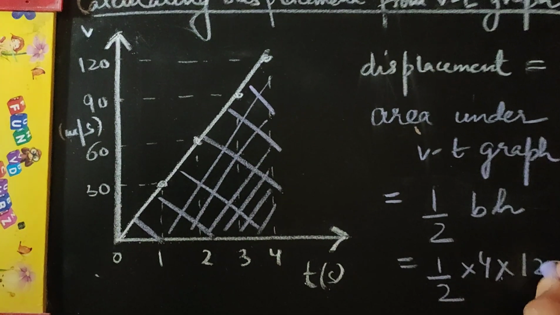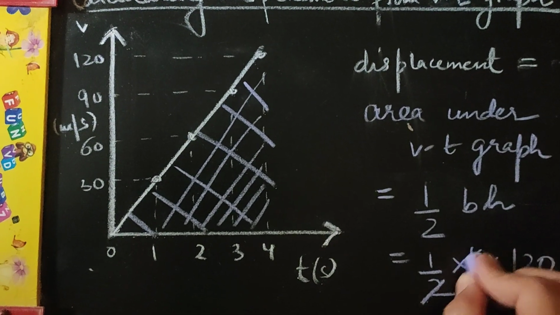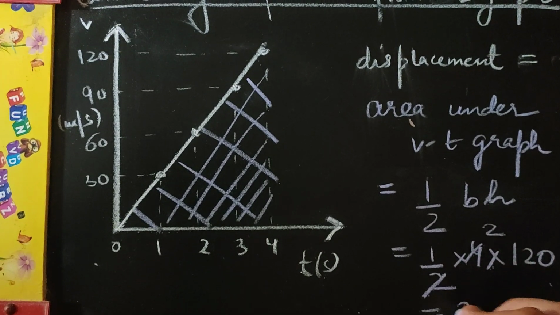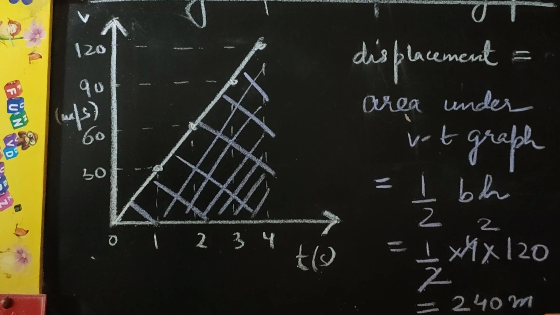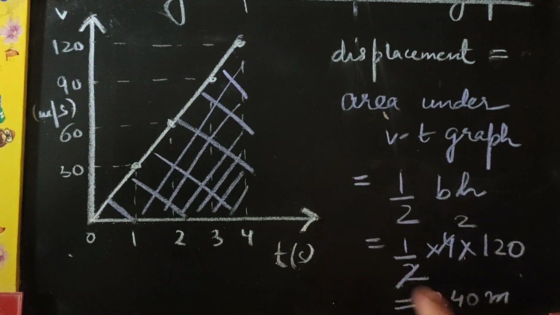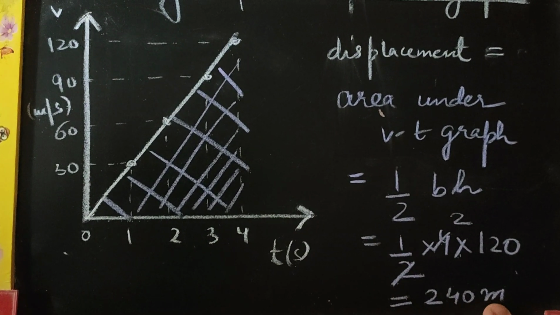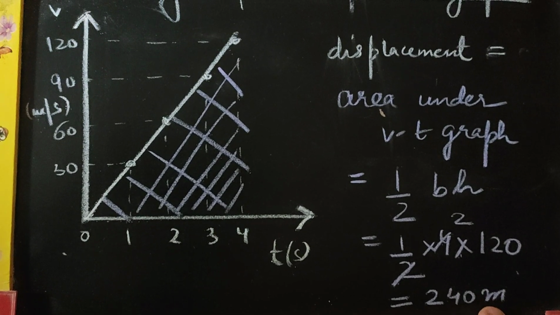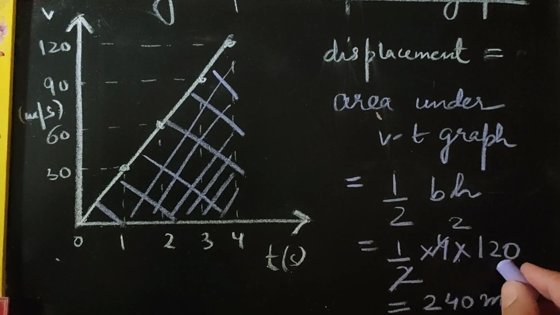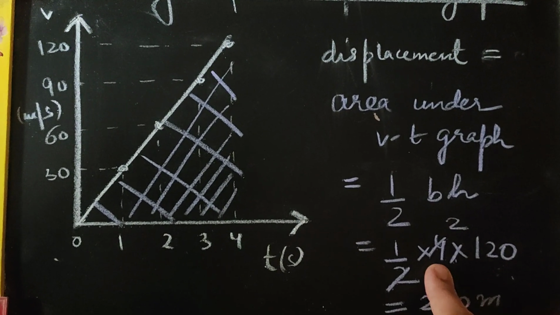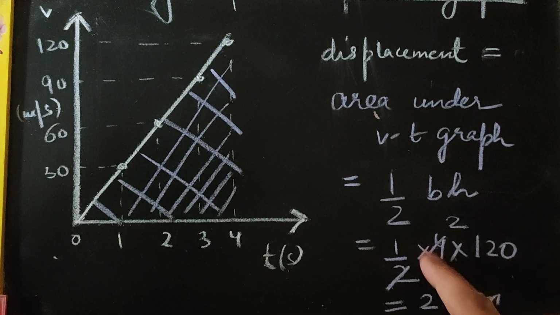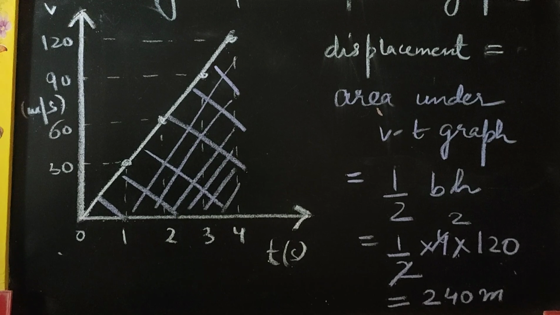So simplifying it further, we get the answer as 240 meters. Remember, the answer that we will obtain will be in meters. It is area under the graph, but we are not going to write here meter square. The unit for distance or displacement is meters. I again repeat, because the two quantities that we are multiplying are having different units, 4 seconds, 120 meter per second, we are left with meters as the unit of the answer.